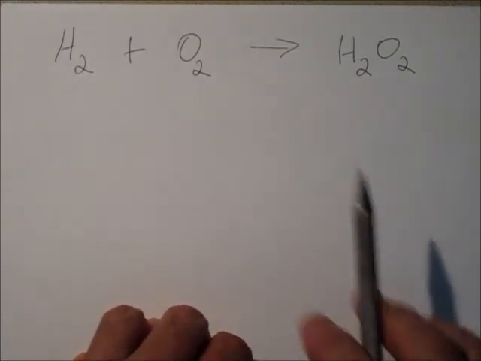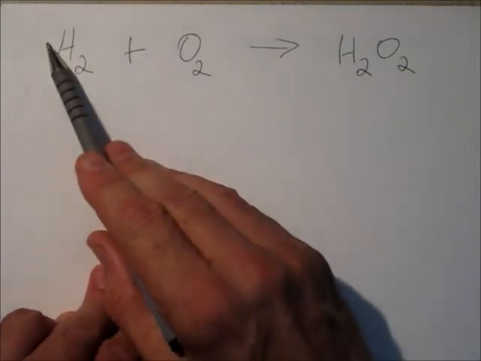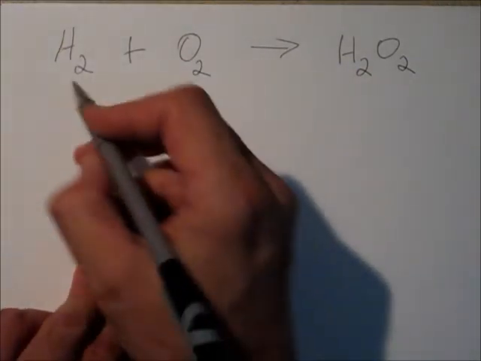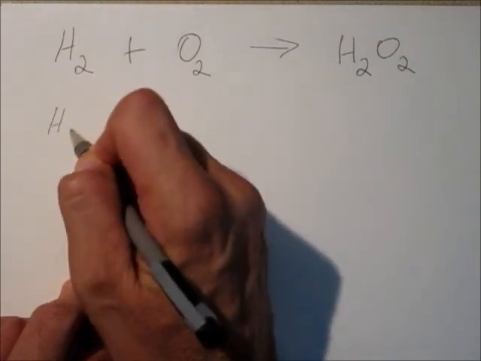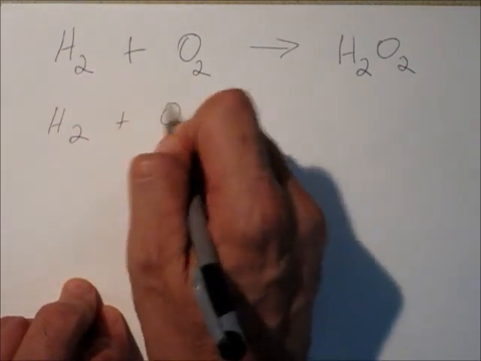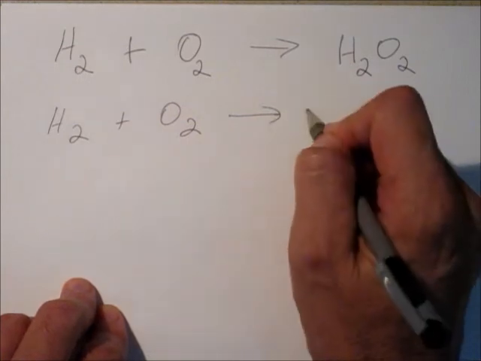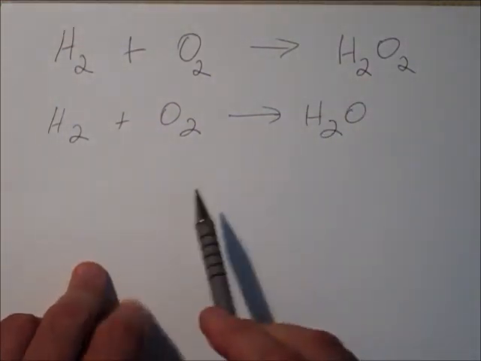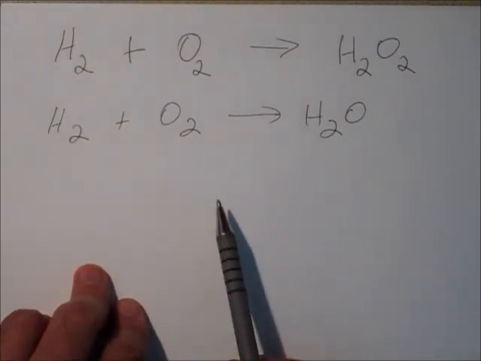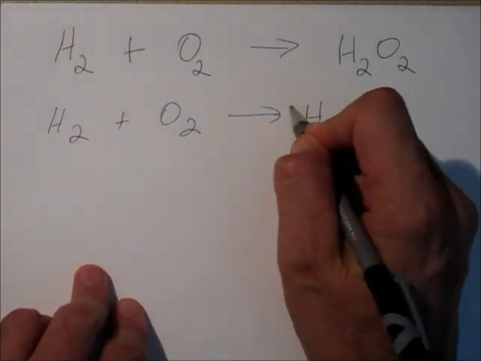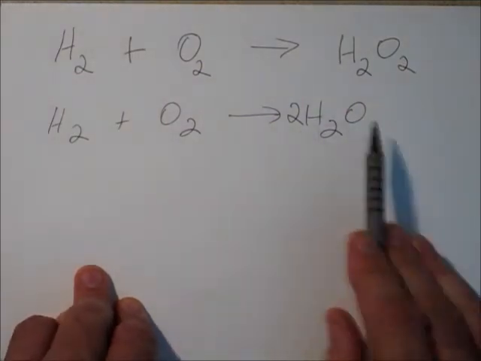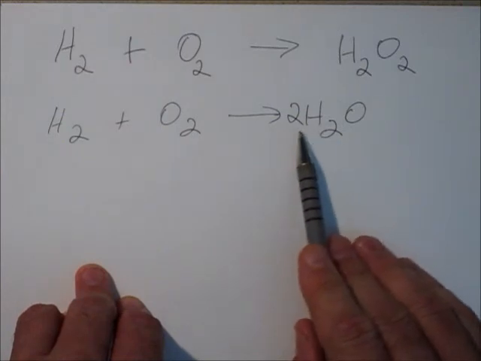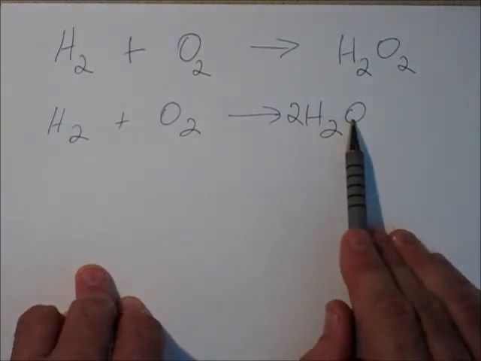So the only way we can really balance this is by putting numbers in front of these formulae here, and those numbers are called coefficients. So if I rewrite the equation again, I've got H2 plus O2 gives H2O. What I can do then is start playing around with these coefficients, as I said. Well, if I put a 2 there, that's telling me now I've got 2 molecules of water. That's fine. But it's also telling me I've now got 2 atoms of oxygen.